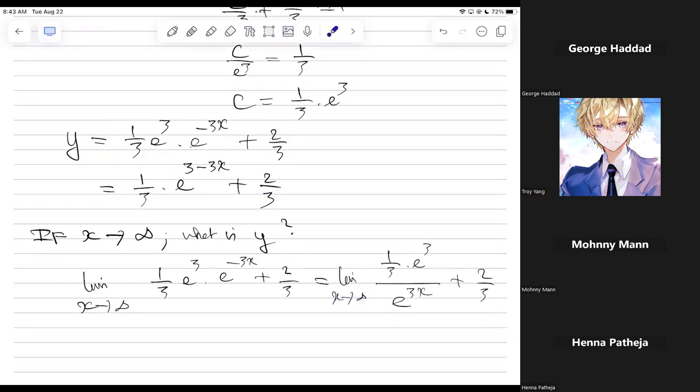Okay, so as s goes to infinity, this one goes to infinity. This one is just a number, right? 1/3 times e to the power 3 is a number. You divide it by something that goes to infinity, so that term is just 0. So 0 plus 2/3 is just 2/3.